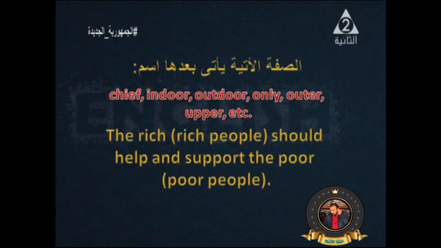طيب في كمان عندنا مجموعة تانية هنتكلم عليها and this is very important، اللي بيجي بعديها بقى noun، زي chief، زي indoor، outdoor، only، outer، upper. مجموعة لازم نكون عارفينها وتكون واضحة بالنسبة لنا. بنستعمل بعديها nouns وكأن هي adjectives، بالرغم ان هي ممكن تبقى كأنها أسامي.